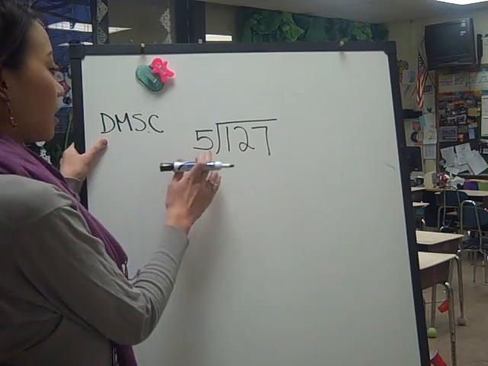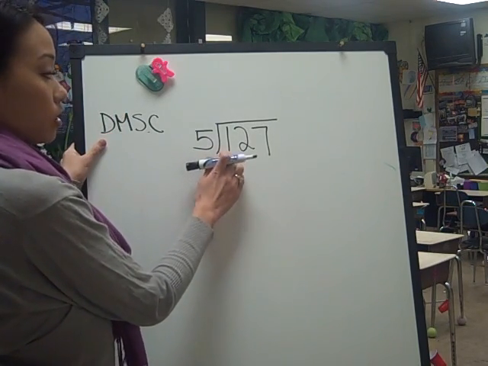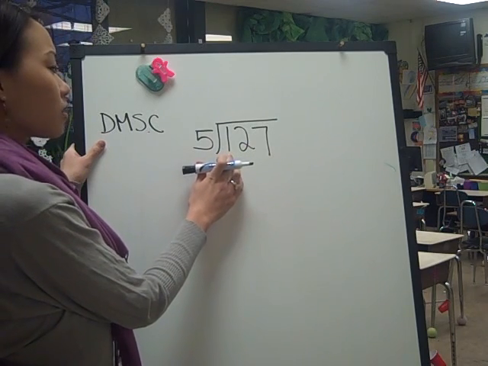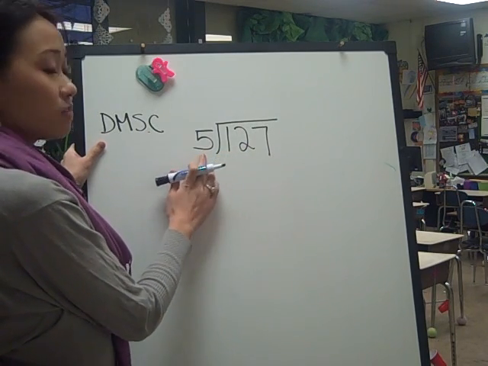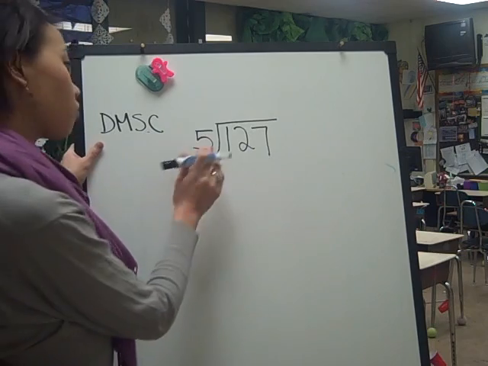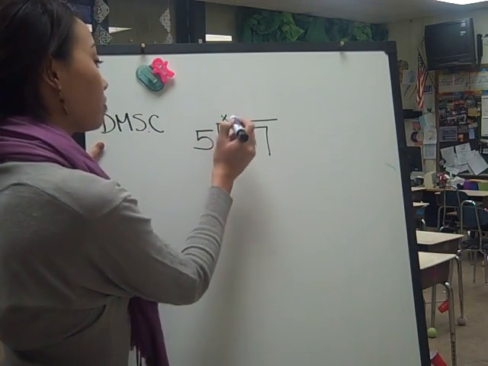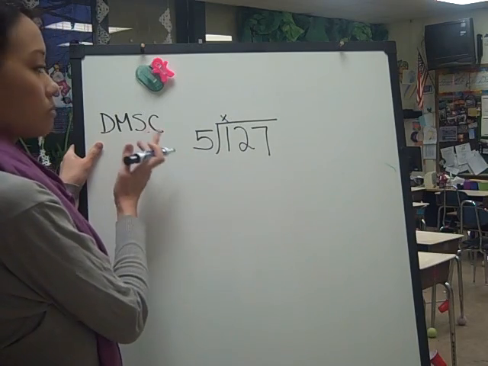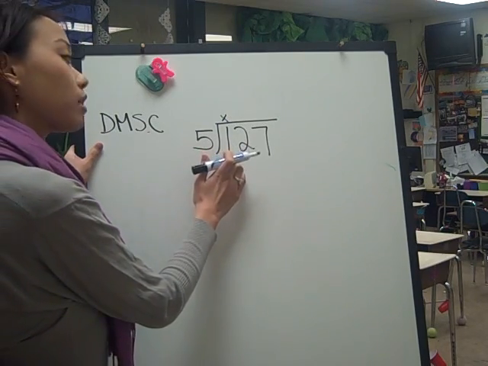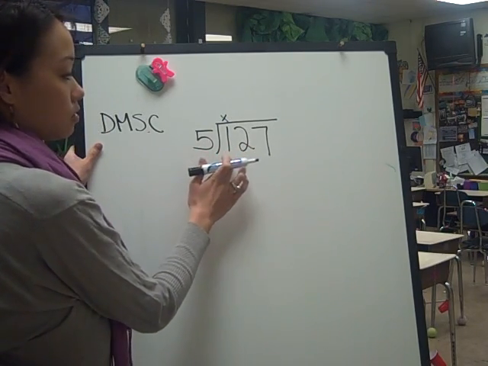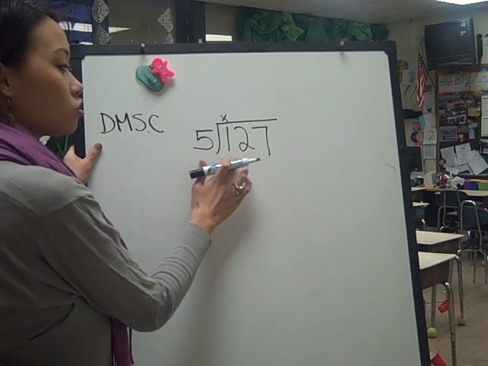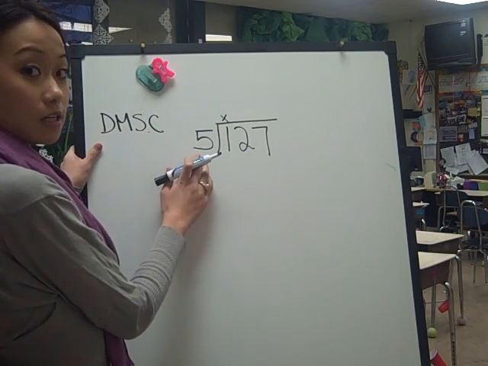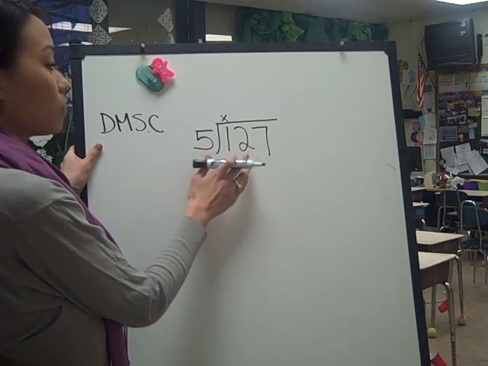Okay, first divide. We look at the first number first. If I have 1 slice of pizza, can I give it to 5 people? No. So I'm going to put an X up here because obviously 1 does not divide by 5, so I couldn't do that. Now I'm going to look at these 2 numbers in my Pizza Hut. 12. Does 5 go into 12?